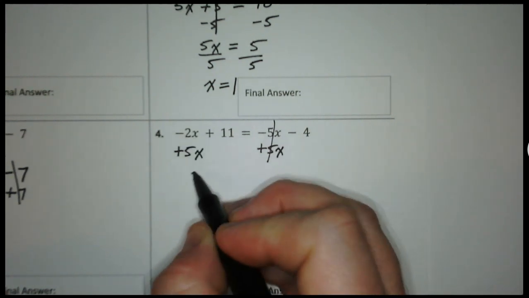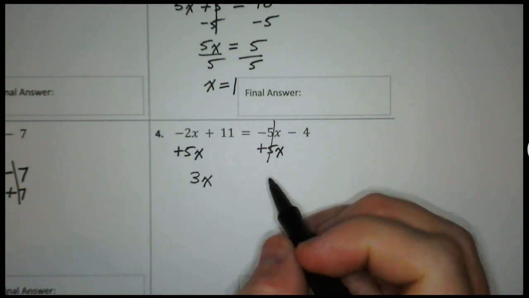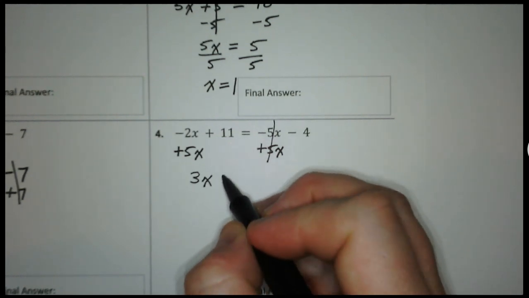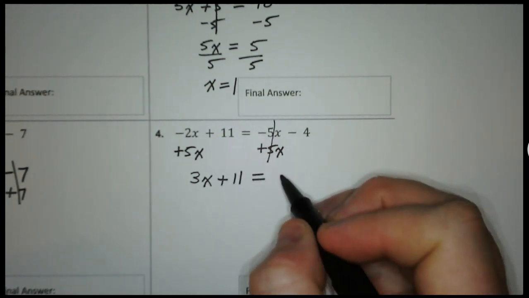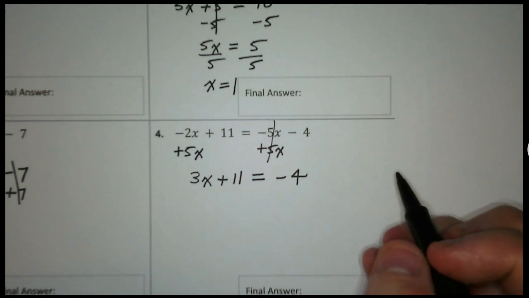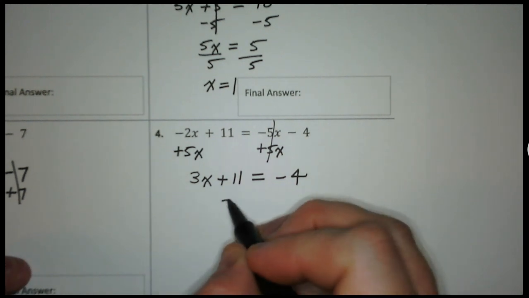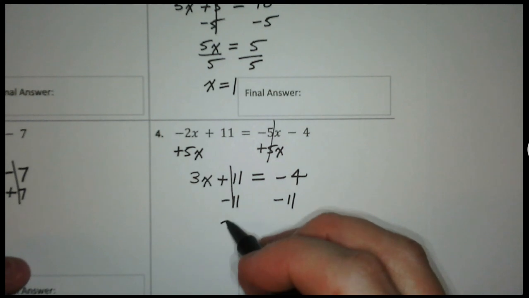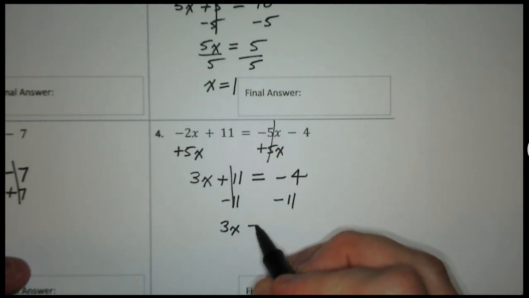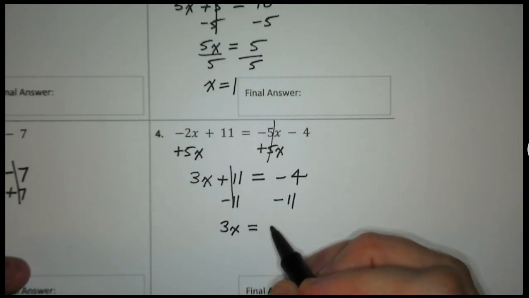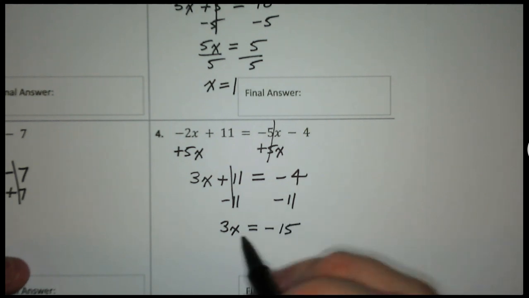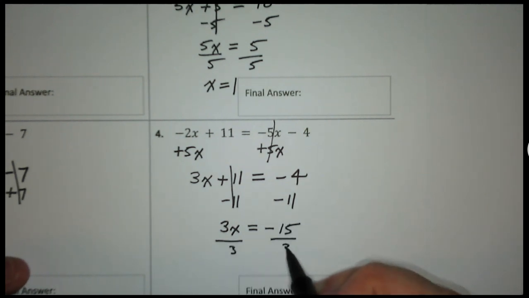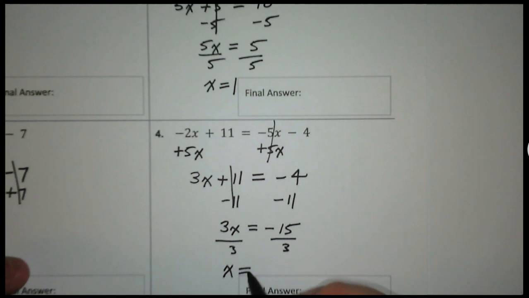Negative 2 plus 5 is positive 3, so it's positive 3x, and we have this plus 11 term also, and then over here there's still a negative 4. Now we move into the part where we're getting x all by itself, and negative 4 minus 11 is negative 15. And now we divide both sides by 3, and our final answer is negative 5.